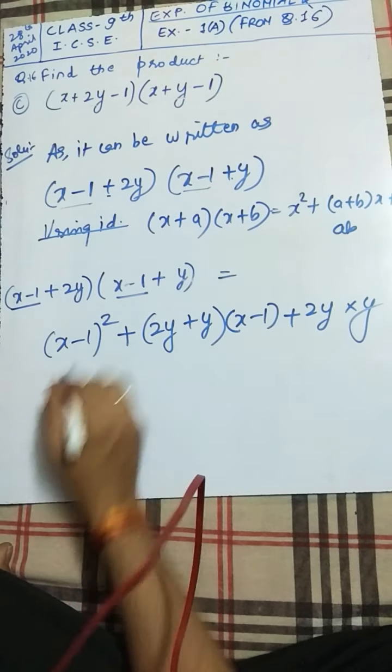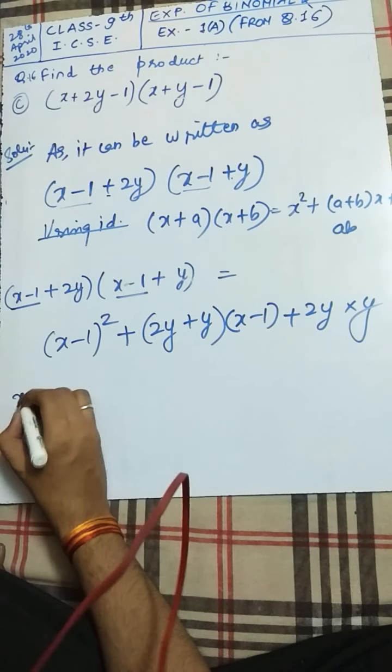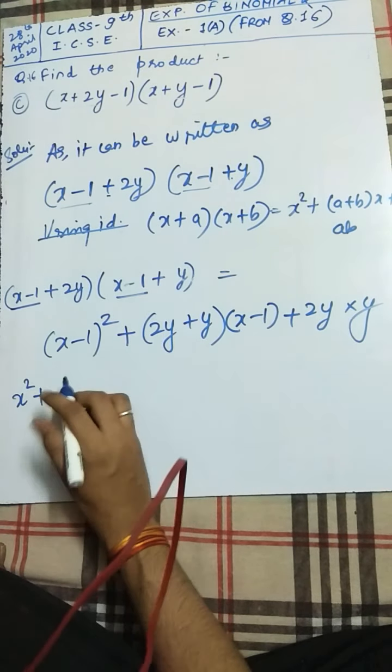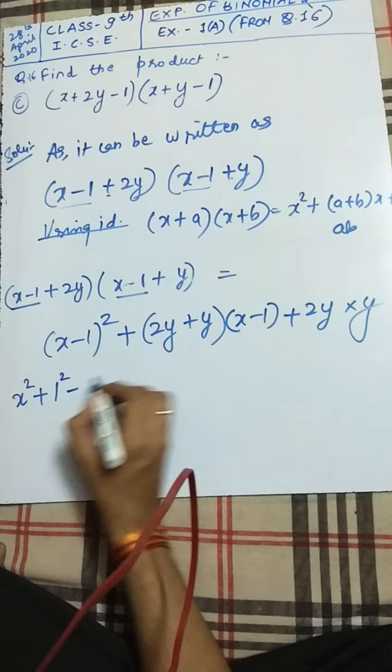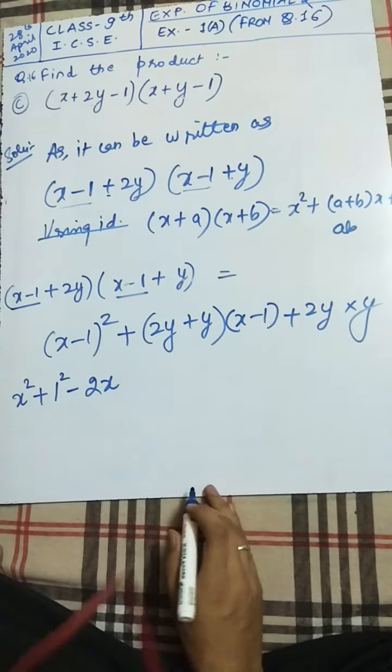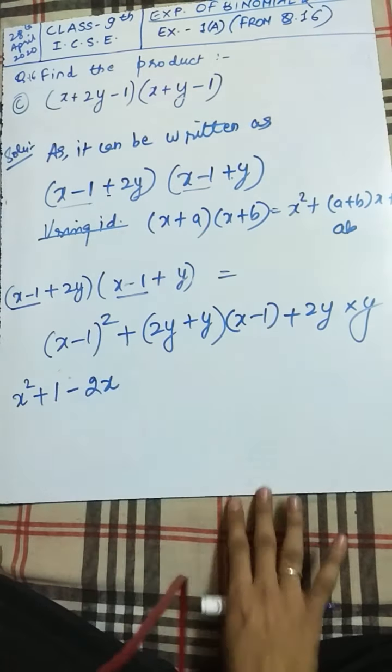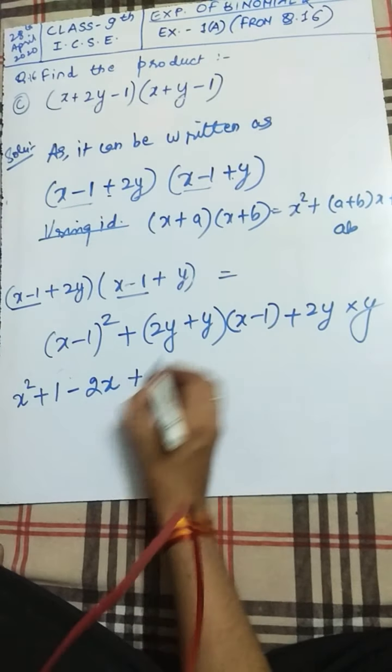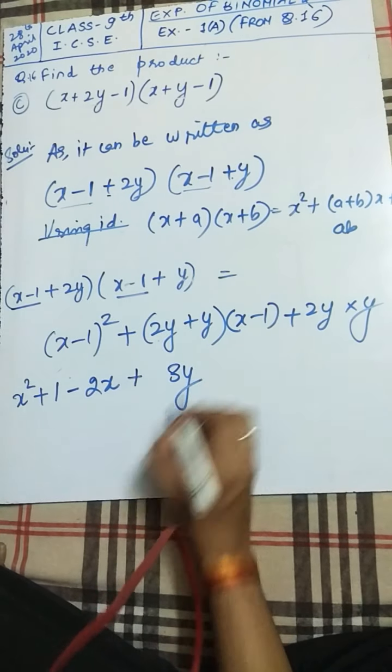Now (x minus 1) whole square is what? (a minus b) whole square is a square plus b square minus 2ab. 1 square is 1 only, that is understood. And 2y plus y will give you what? 3y.